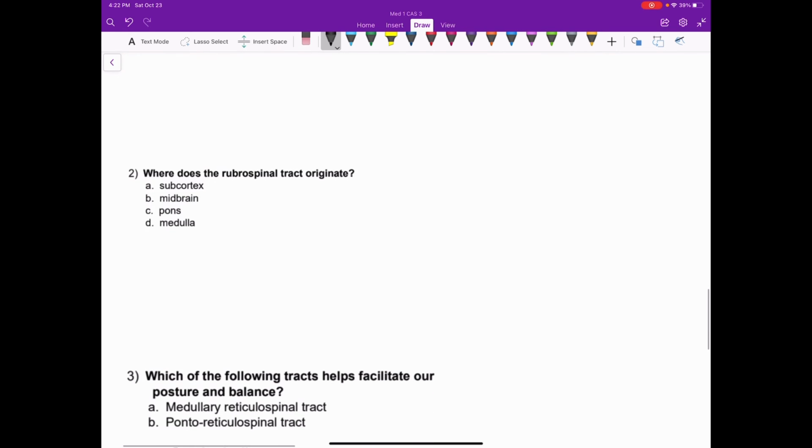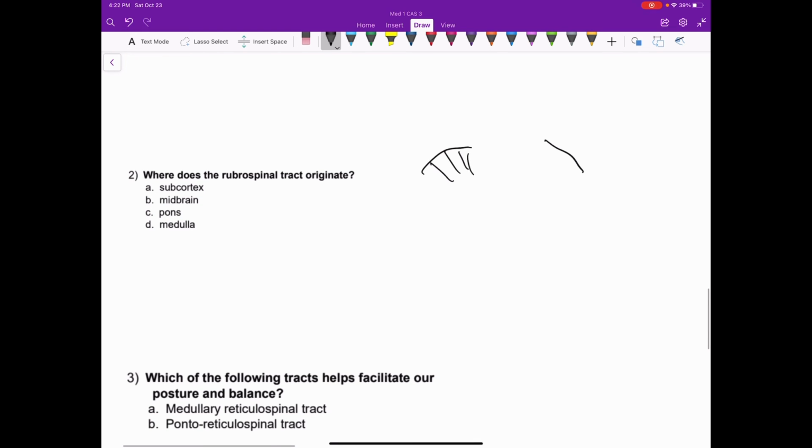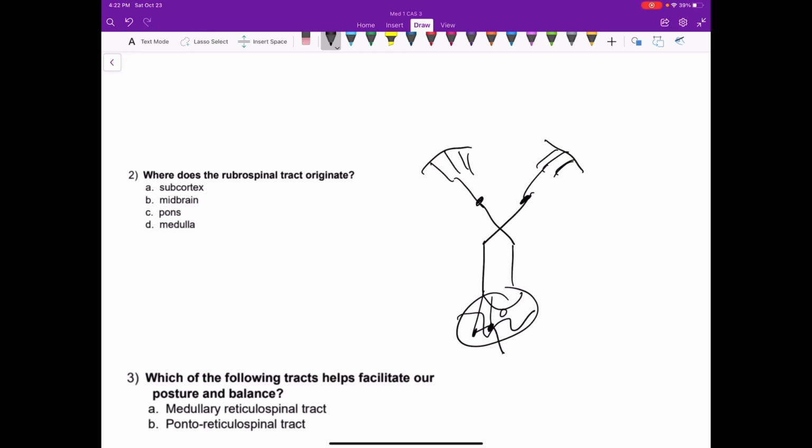Now, where does the rubrospinal tract originate from? We said this. What was the rubrospinal tract? He came from where? Came up through the cortex, right? Then he went through the red nuclei. After the red nuclei, he decussated, right? Then he went into our spinal cord. Went to the lateral columns, into the anterior gray horn, alpha and gamma. But he started from where? The cortex. Okay, so we know it's not the medulla, not the pons, not the midbrain. It's the subcortex. It's a branch of it, so that's fine. That's our answer.